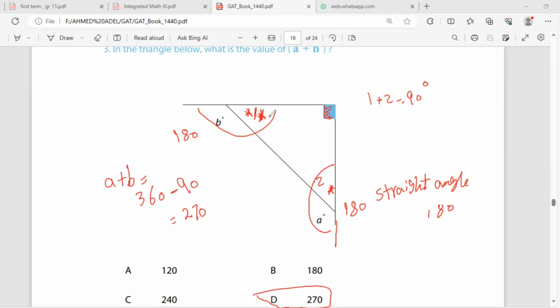Another way, we can assume this angle, for example, is 45 and this 45. We can assume this is 30 and this is 60. Okay, their sum is 90. So this angle here, 30, is on a straight angle, so it's going to be 150. This angle is 60, so this angle is 120. Find their sum, 150 plus 120, it's going to be 270. You can assume this angle 10 and this angle 80, this angle 20 and this angle 70. Okay, their sum must be 90 degrees. They are complementary angles.